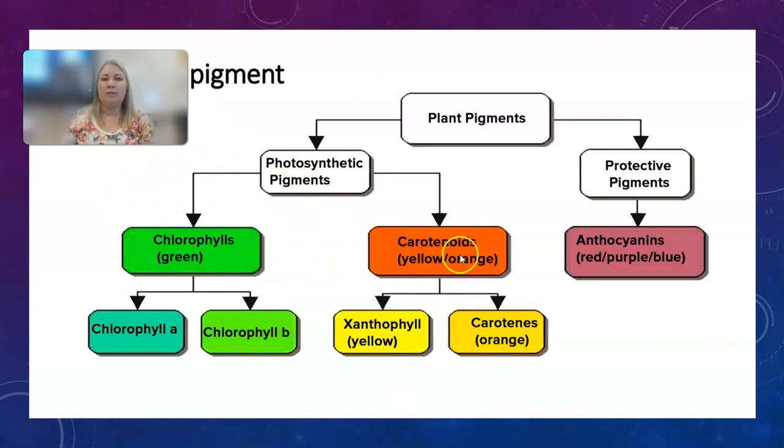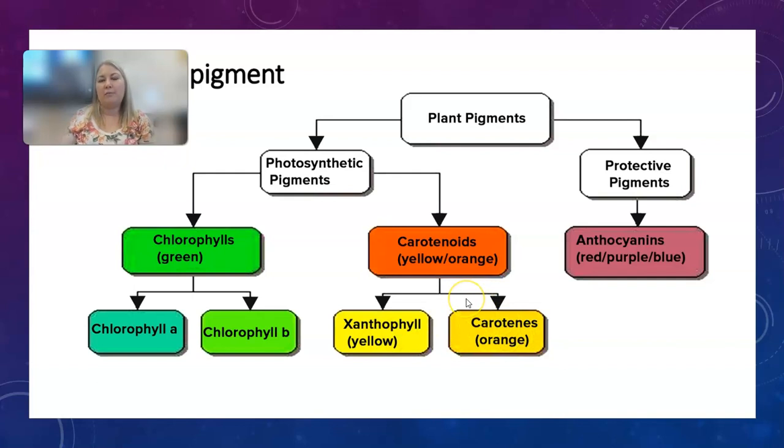The ones that do photosynthesis are here on the left. So chlorophyll actually comes in two varieties, chlorophyll A, which is a little more blue-green, and chlorophyll B, which is a little more yellow-green. Carotenoids, which carrots are named after the carotenoids that they contain. They're actually precursors of vitamin A. And so they come in yellow, which is xanthophyll, and orange, which are carotenes.